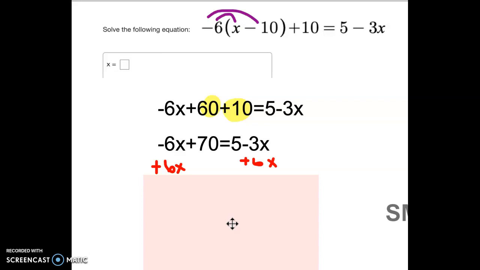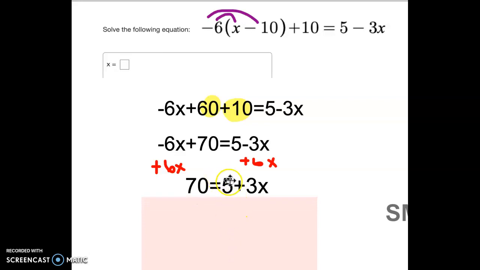We want to get all of our x's on one side of the equation, so I'm going to take this minus 6x from the left, and to undo subtracting 6x, we need to add 6x to both sides. So when we do that, we get 70 is equal to 5 plus 3x.